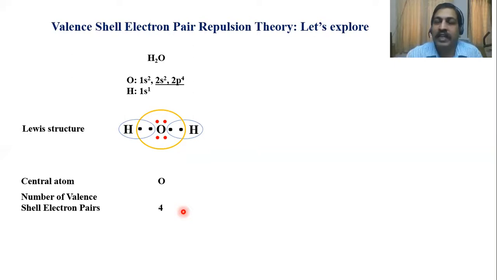Now we know that electrons are negatively charged. We also know that like charges repel. So there must be repulsion between these valence shell electron pairs around the oxygen atom. To minimize repulsions, the electron pairs will orient themselves such that the distance between them is maximum and thereby the repulsions are minimized. So the arrangement of the four valence shell electron pairs around the oxygen atom is like this.